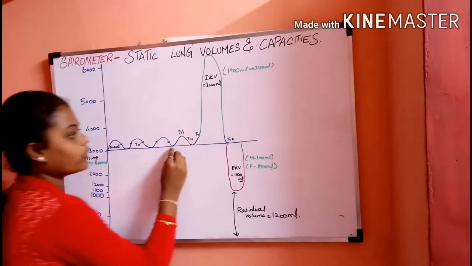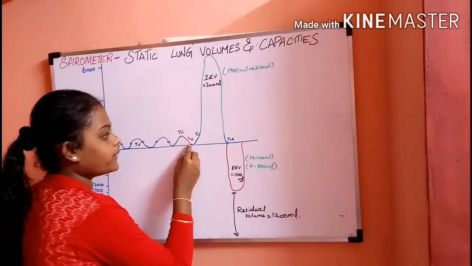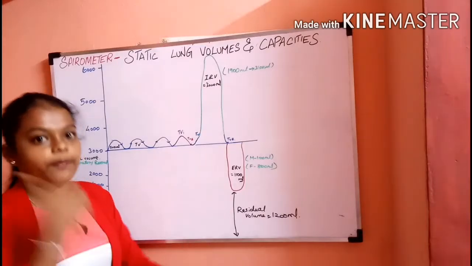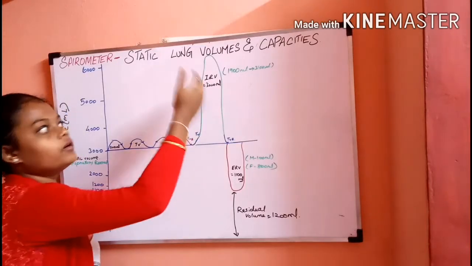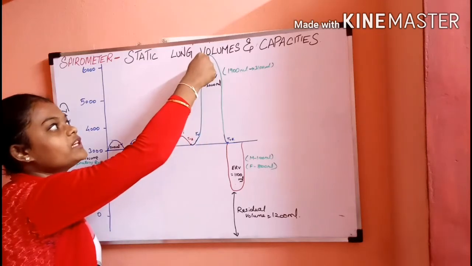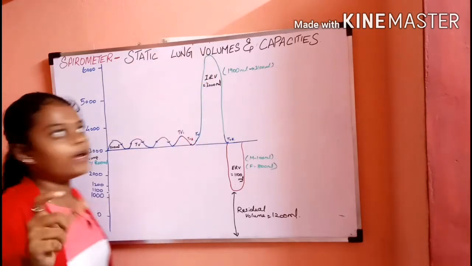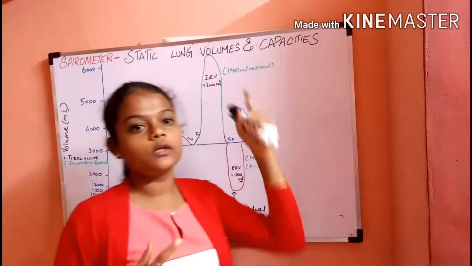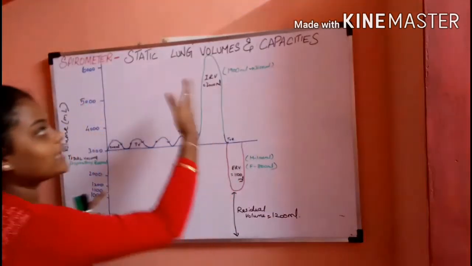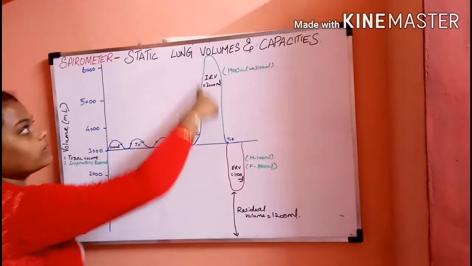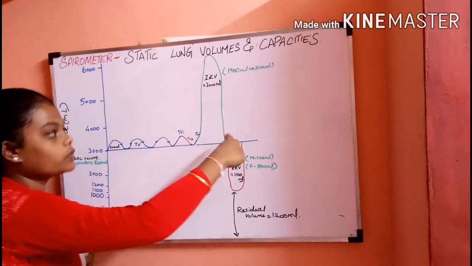Next, when we do a forceful inspiration, the graphical representation goes upward. Going upward, it reaches 6000, but the normal value is 1900 ml to 3100 ml. For this case we take 3000 ml. Okay, and this is the inspiratory reserve volume.